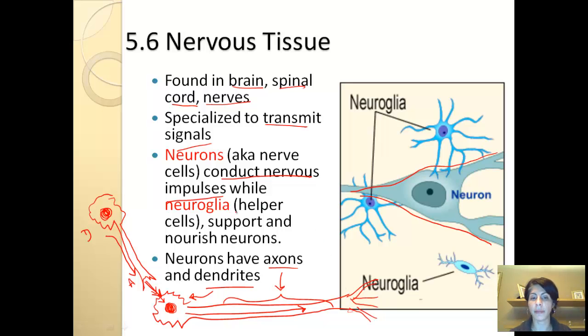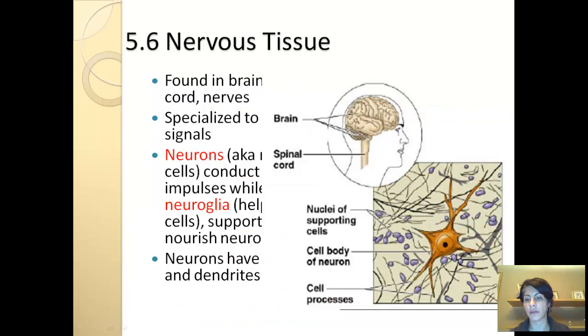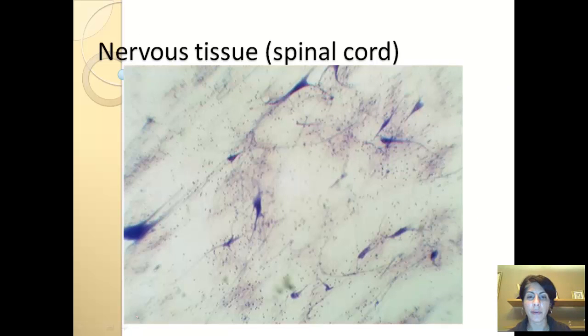Supporting cells that help neurons do what they do are called neuroglia. These not only support but nourish the neurons and give them structure. You can take a look at the neuron right here. Doesn't look exactly like I drew it, but neuroglia are all over the place, just in the background hanging out. Lastly, I wanted to close up with a nervous tissue, and this is actually taken from spinal cord. Take a look at the nerves, take a look at the neuroglia in the back. That's it for 5.3, 5.5, and 5.6.